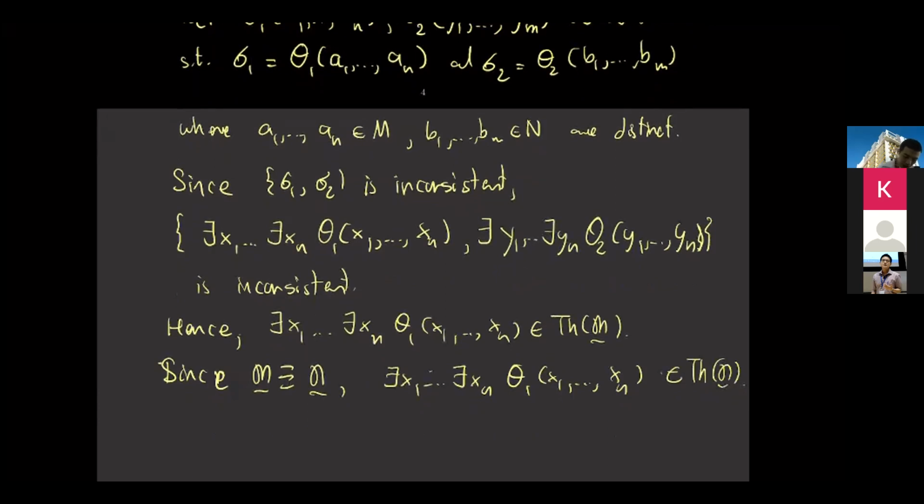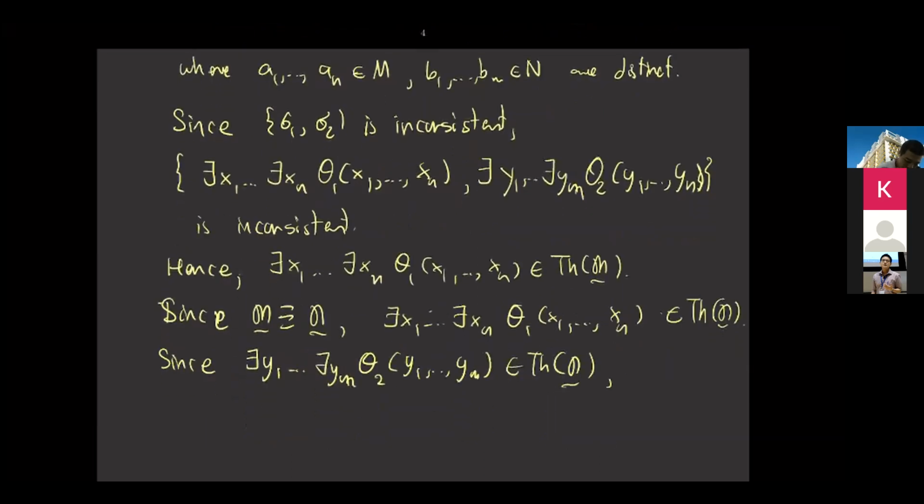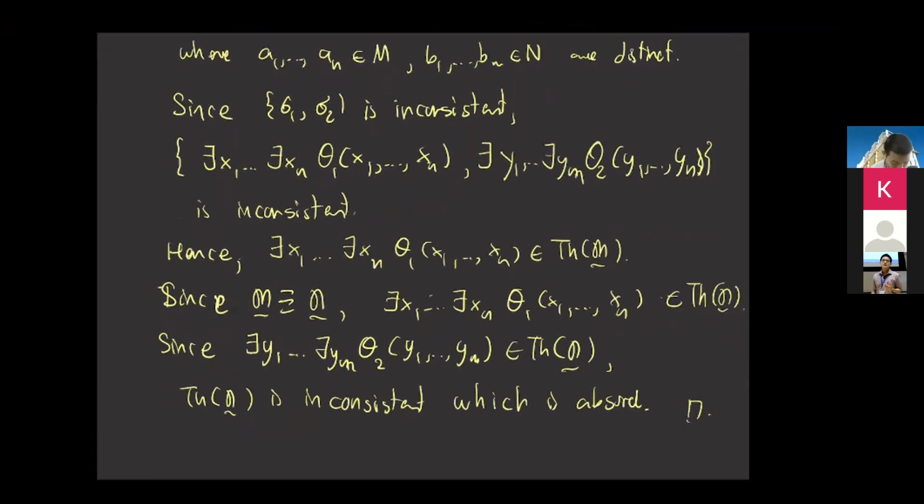But since there exists y1 up to ym is also in here, you get that the theory is inconsistent, which is absurd. Okay, so that's how we show that we can construct this extension.